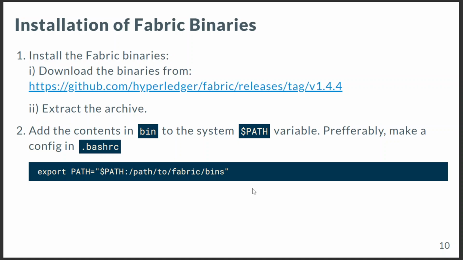Next, we have to install the Fabric binaries. The Fabric binaries actually help us create those configuration files, the Genesis block, the certificates and everything. It helps us automate everything. So we have to download it. Here is the release, for version 1.4.4. We can also download it for version 2, version 2.2, and so on. And we have to add those binaries to the path environment variable of the system.